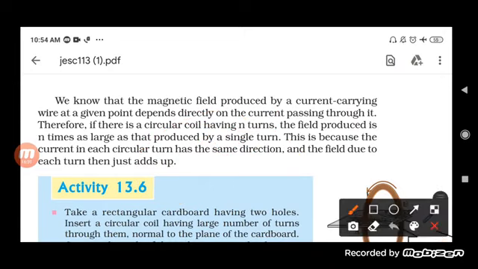That is why it is written here that if there is a circular coil having n turns, the field produced is n times as large as that produced by a single turn. So the more turns there are, the more magnetic field there will be, because all the magnetic fields moving in the same direction will add up, and when they add up, the effect will be multiplied.